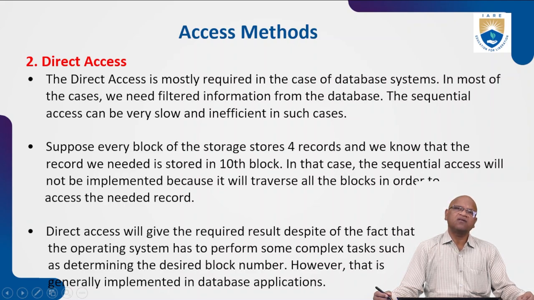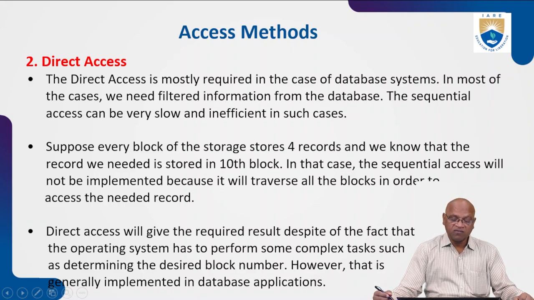In most of the cases, we need filtered information from the database. Sequential access can be very slow and inefficient in such cases, because if you go line by line, for example using SQL access, it takes a lot of time to reach the required record. Whereas direct access takes only a fraction of the time; it goes to that location and gets the data from there. This is called direct access.